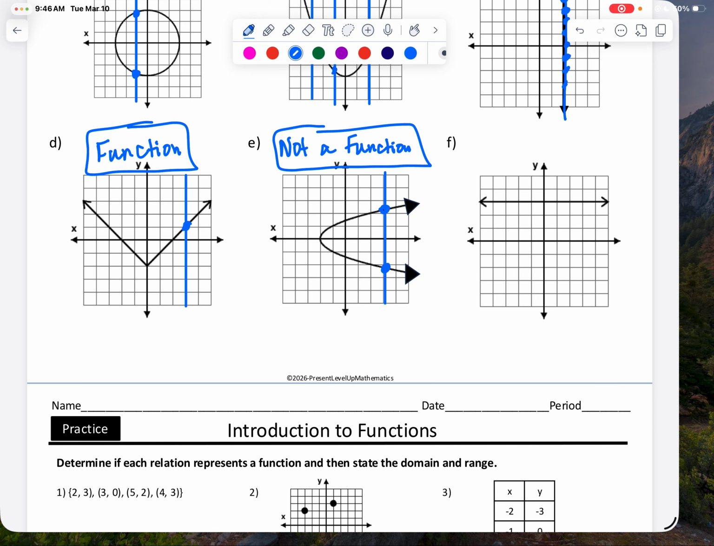Problem F, we have a horizontal line. If I draw a vertical line, it's only going to touch it one time. So this one was a function. So if necessary, pause the video and correct anything that you might have gotten wrong. If not, that concludes today's lesson on Introduction to Functions and the Vertical Line Test.